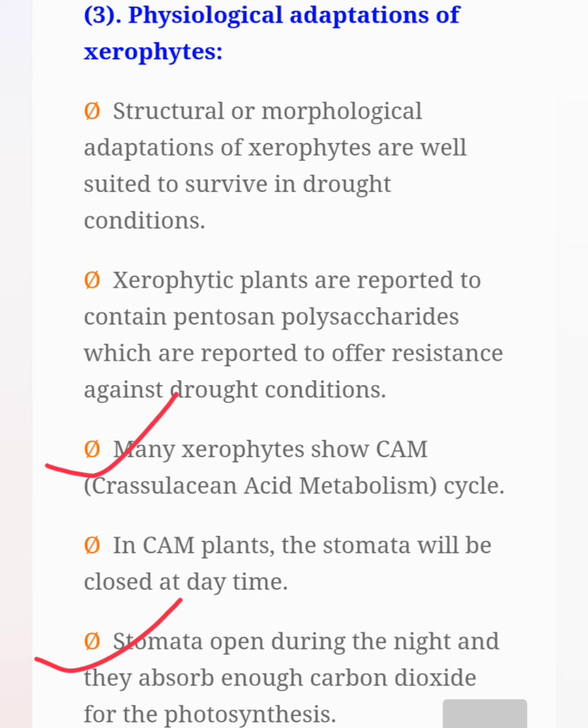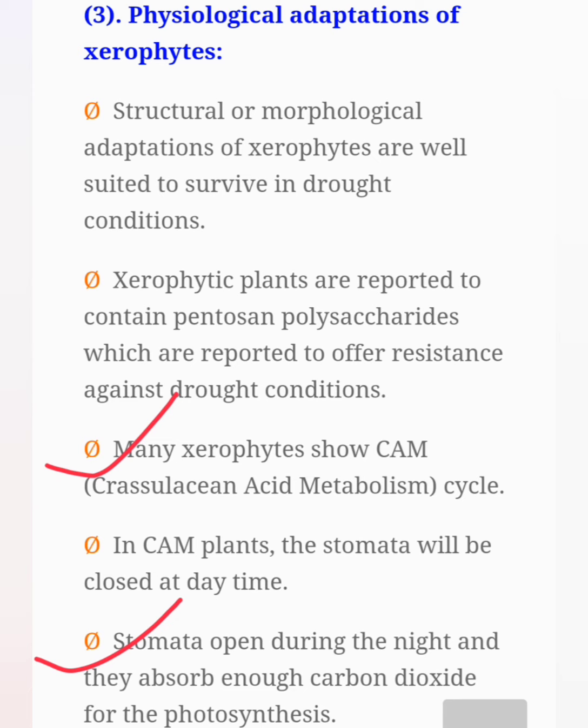So this CAM cycle is a carbon fixation pathway which acts as an adaptation to arid conditions for the xerophytic plant. Most of the xerophytes show this CAM cycle in order to regulate the carbon dioxide concentration mechanism. So these xerophytes show an efficient carbon dioxide uptake mechanism. And the succulent plants are adapted to arid conditions by conserving water.